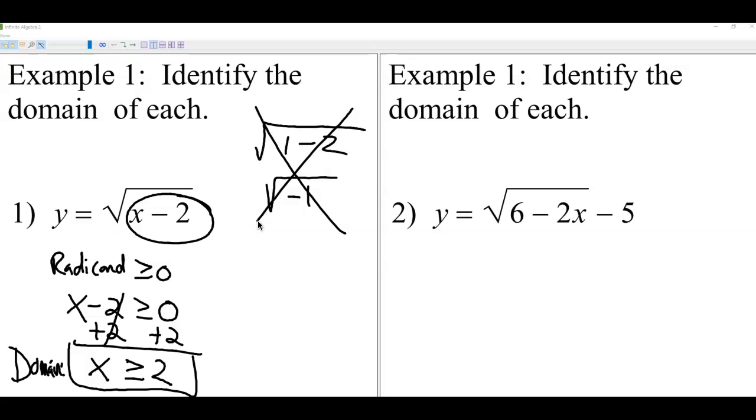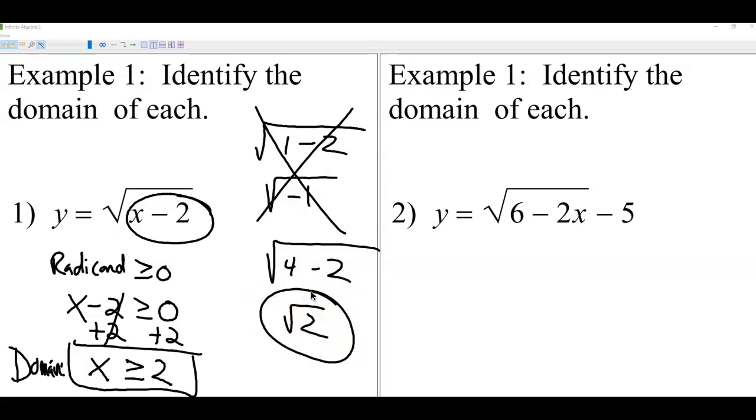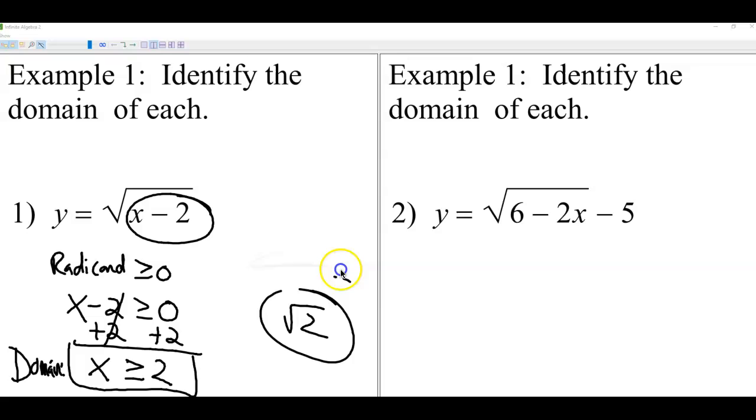But if you pick a number that's bigger than 2, give me a number bigger than 2. 4. If I plug in 4, I get a real number. The square root of 2 is a real number, so that's allowed. So all we've done is find out what x is allowed to be. All right? So let's go ahead and take a look at the next one here.